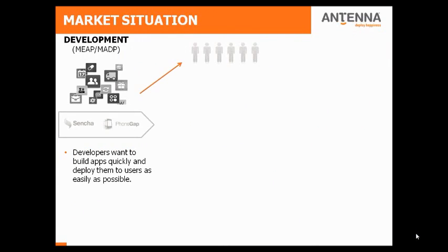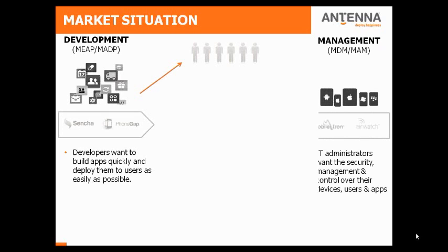And in our last broadcast, we talked about containers from the hybrid perspective to enable developers. And really, as this slide shows here, those hybrid containers are essentially helping developers build applications quickly and deploy them to users as easily as possible. Some common containers out there are from the likes of PhoneGap and Sencha and some others.